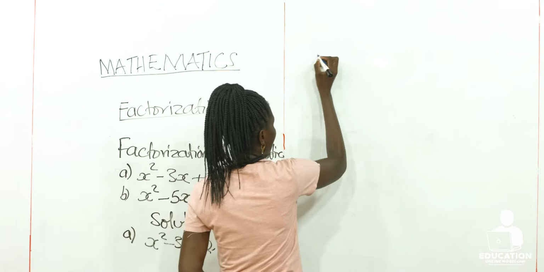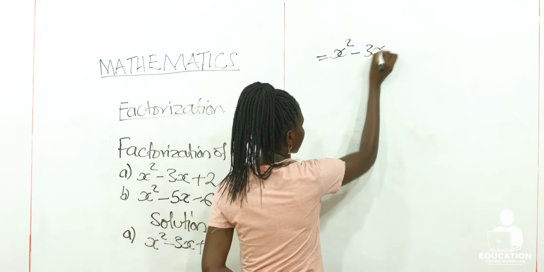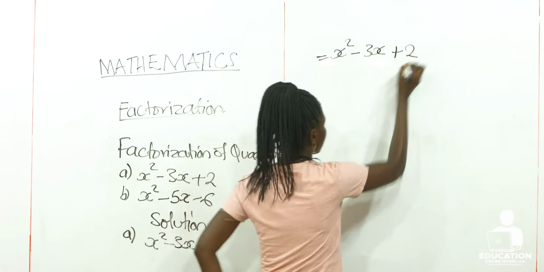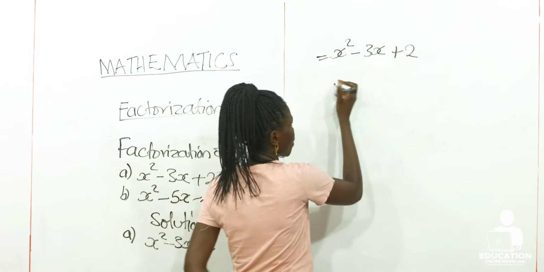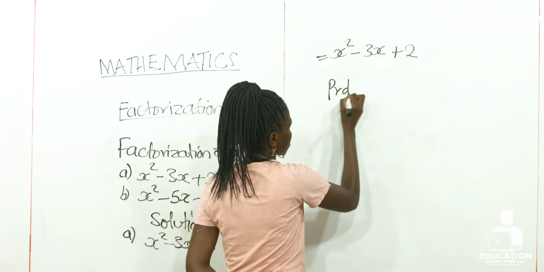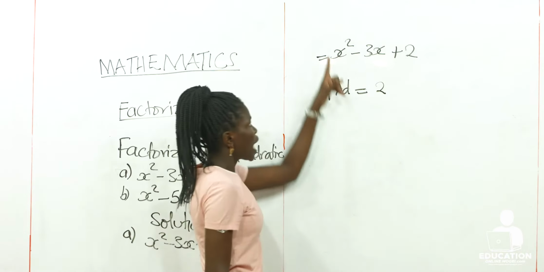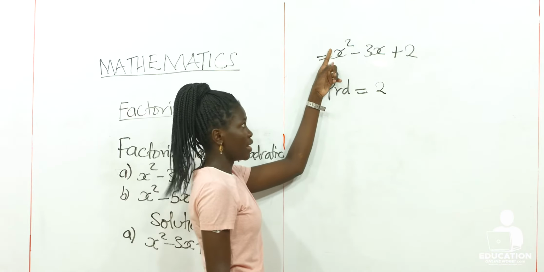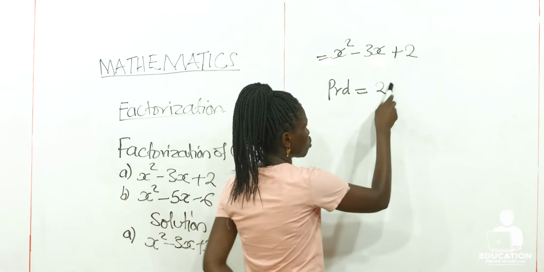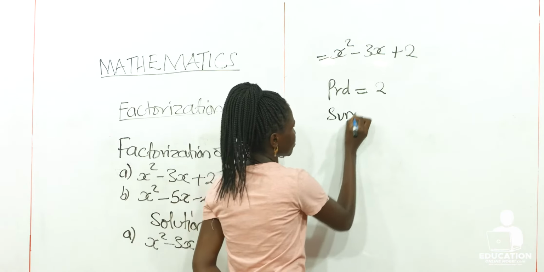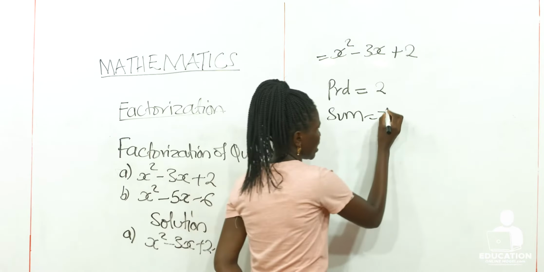So in this case, we are having x squared minus 3x plus 2. Since the coefficient of x squared is 1, to get our product, we're simply going to say 1 times 2 to give us 2. Our value of a is 1, that's why it's not written here. Any number multiplied by 1 is that number. So 1 times 2 will give us 2, and our sum is going to be negative 3. So we shall have it here, negative 3.